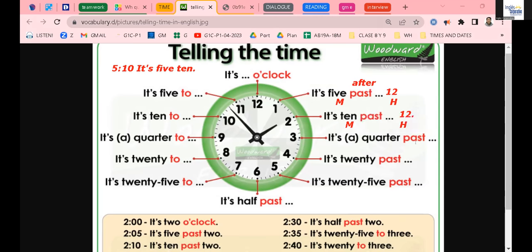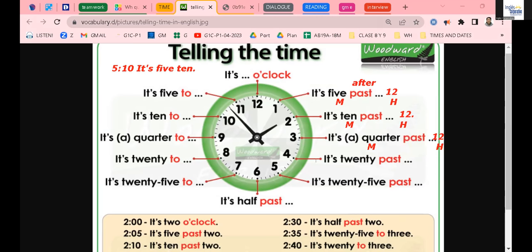Este es un ejemplo. Puede ser cualquier hora. It's a quarter past. Y para los cuartos o los 15 minutos, utilizamos la palabra quarter. Puede ser it's a quarter or it's quarter. Podemos ubicar ahí el artículo a o no. It's a quarter past. Un cuarto pasadas las 12. Entonces, ustedes notan, siempre vamos con los minutos. We continue with the minutes and then we continue with the hour.